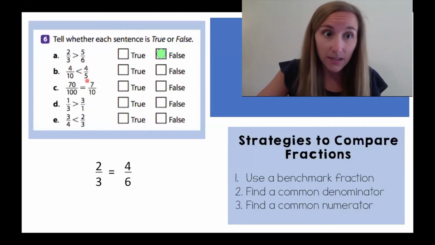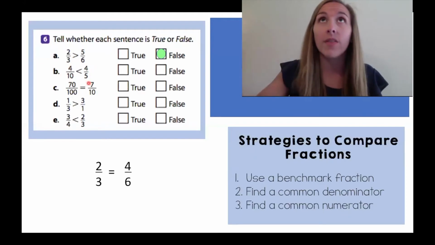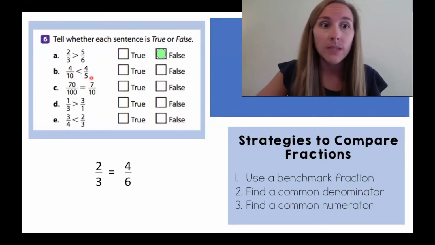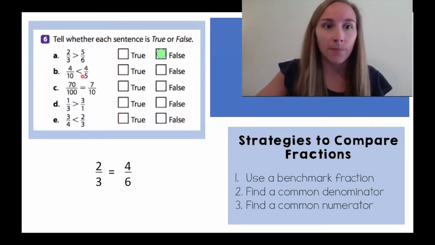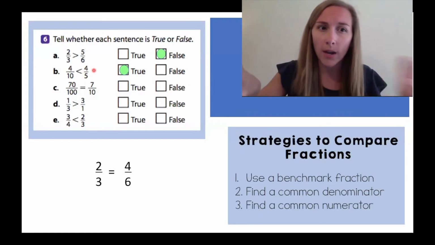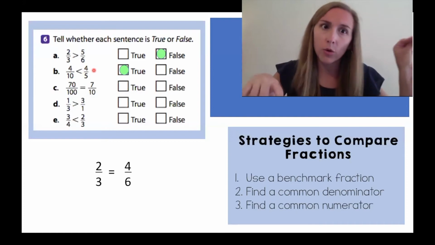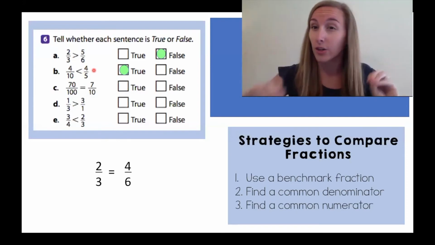Well, this 4/5 is closer to being a whole. It's only 1/5 away from being a whole. And really, as you think about the smaller the denominator, the bigger the pieces. So this is in fact true. Because 4/5 is greater than 4/10. If I have 4 parts out of 10, that's going to be smaller than if I have 4 parts out of just 5.